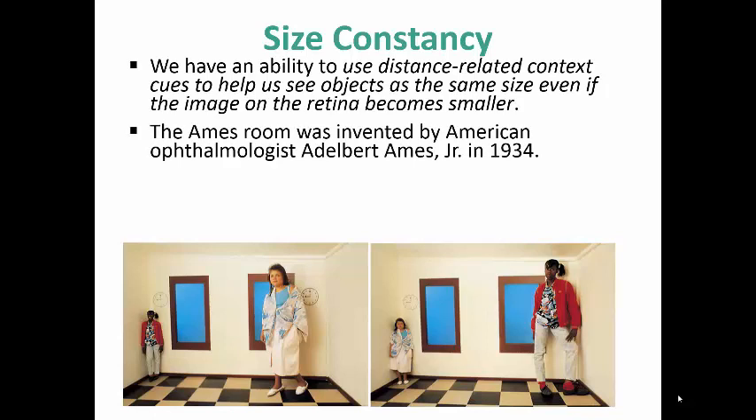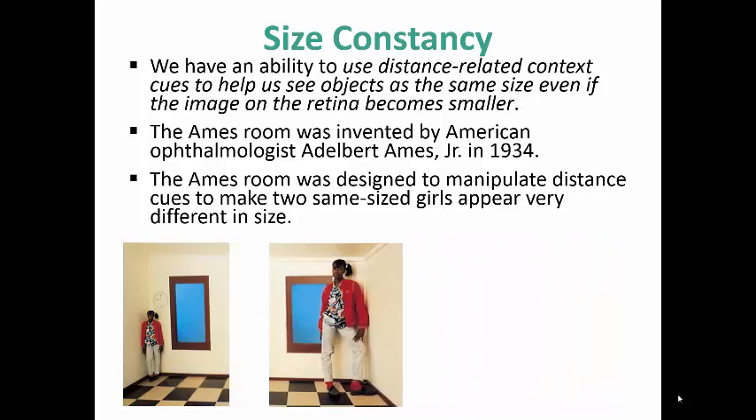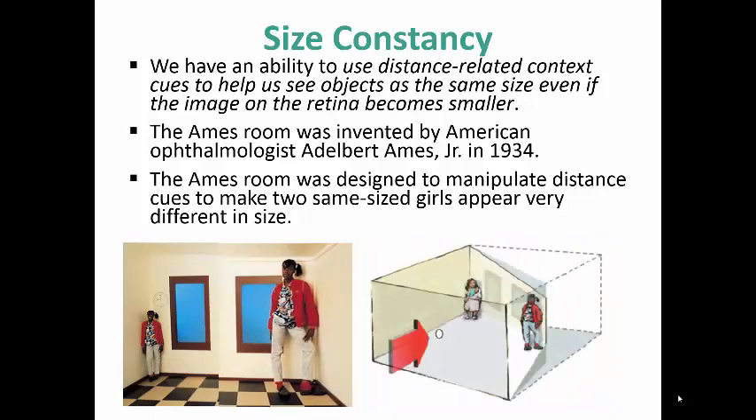So this is called the Ames room, and it was invented by American ophthalmologist Adelbert Ames in 1934. And you can see again, it looks very cool because when they switch places, these two women actually are the same height. It was designed to manipulate distance cues to make two same-sized women appear very different in size. It's kind of freaky, isn't it? And so that kind of shows you how it's done.